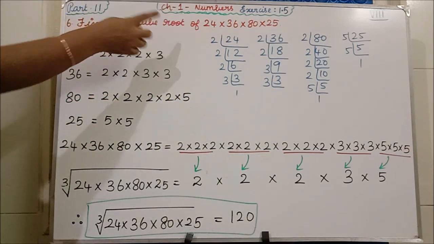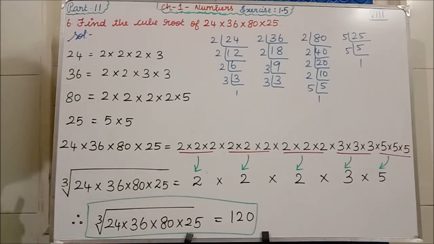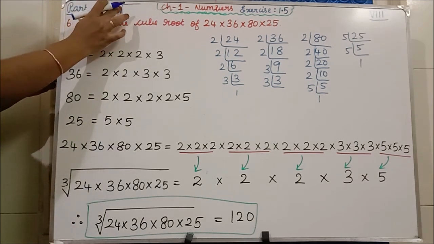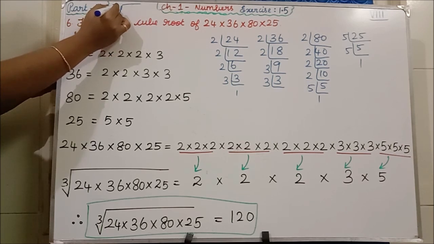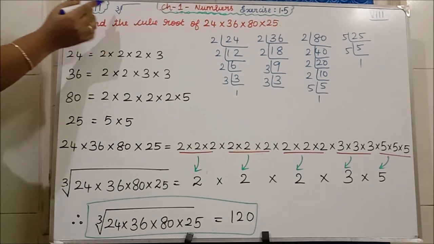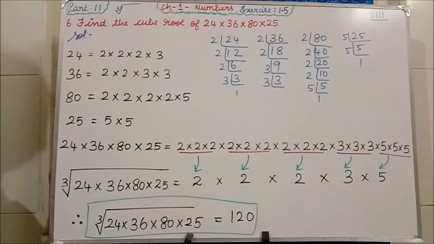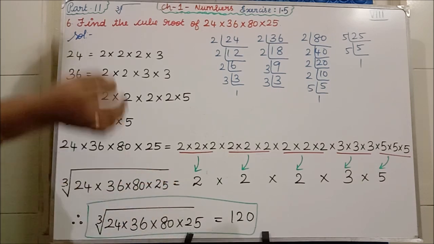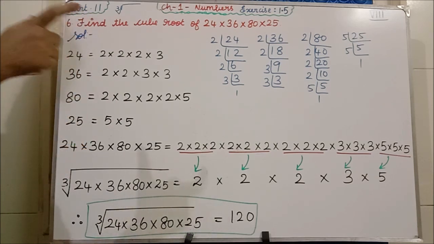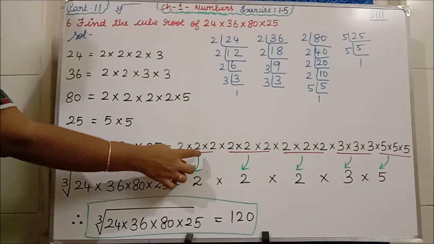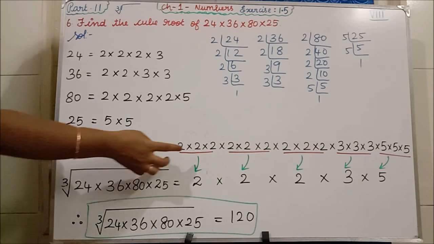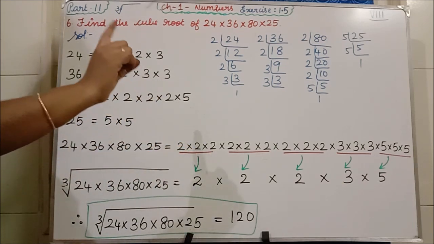The question they are asking is cube root of. As I told in the introduction part, square root means you have to put the symbol like this. Cube root means the same, only inside the square root symbol you have to put 3. So cube root of 24 into 36 into 80 into 25 is equal to... cube root means you have to group 3 3s. Like when the question is square root, you have to group 2 2s, and from that 2 2s you take 1 2.